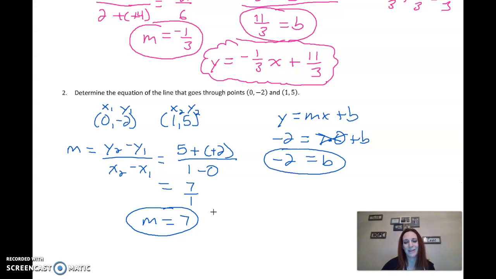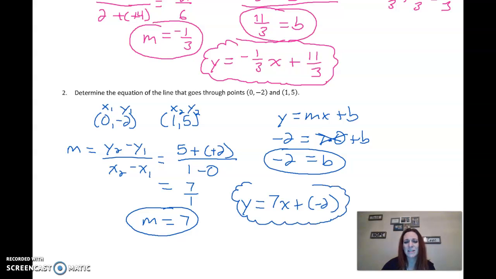Ooh, I like this one. Okay, it worked out nice and easy. Not the equation yet, though. Found our slope, found our y-intercept. Plug it in to our equation. Y equals my m, which is 7, times x, plus my negative 2. Or you could say minus 2 is fine.